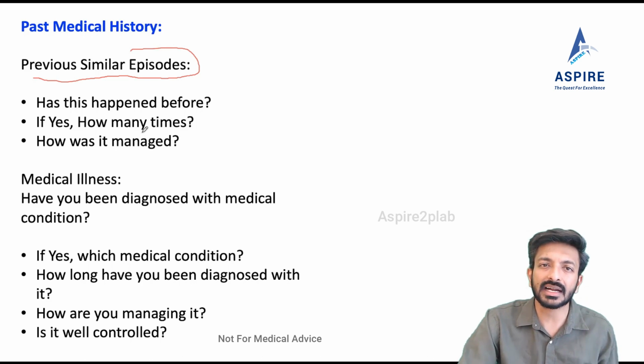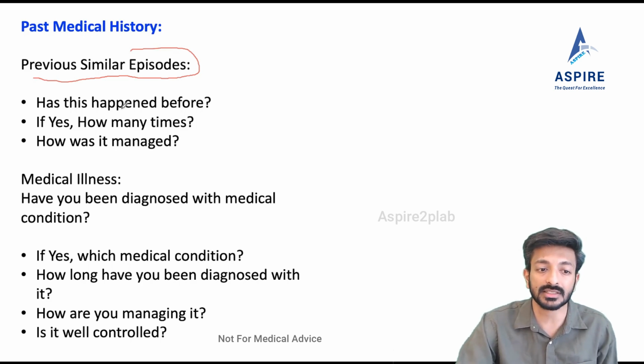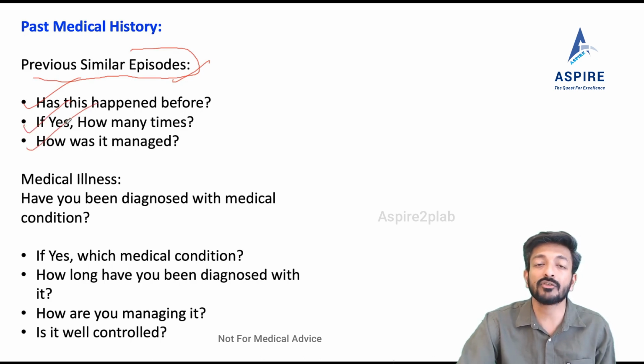For example, the patient had angina before. So we'll be asking the patient what kind of treatment you got, and accordingly we'll be able to make the diagnosis this time as well. It will be very, very easy for us. So previous similar episodes are very important in case of past medical history. Has this happened before? If yes, how many times, and how was it managed? What kind of treatment, what kind of management was given to you? That is very important.